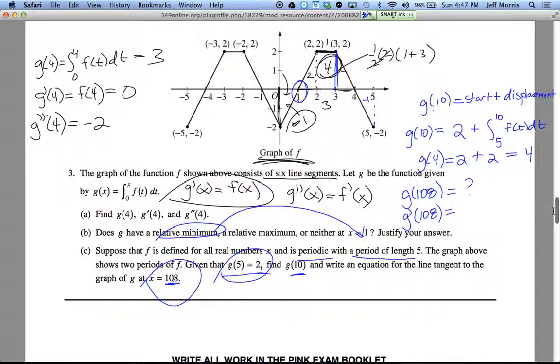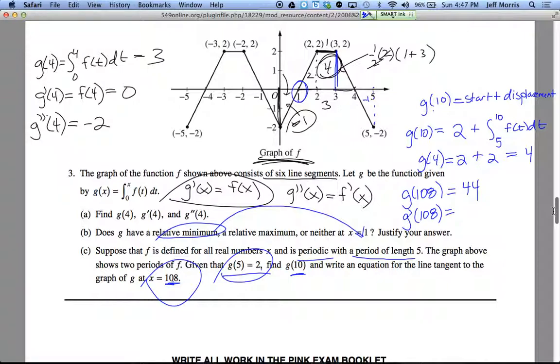So it's 3. These two will cancel because that's -1, that's +1. So it's really just going to be whatever that is. 2. So you're going to add on another 2. So what are you up to? 44. So G of 108 is 44. You don't even have to show work for that. You can just use the fact that it's periodic.